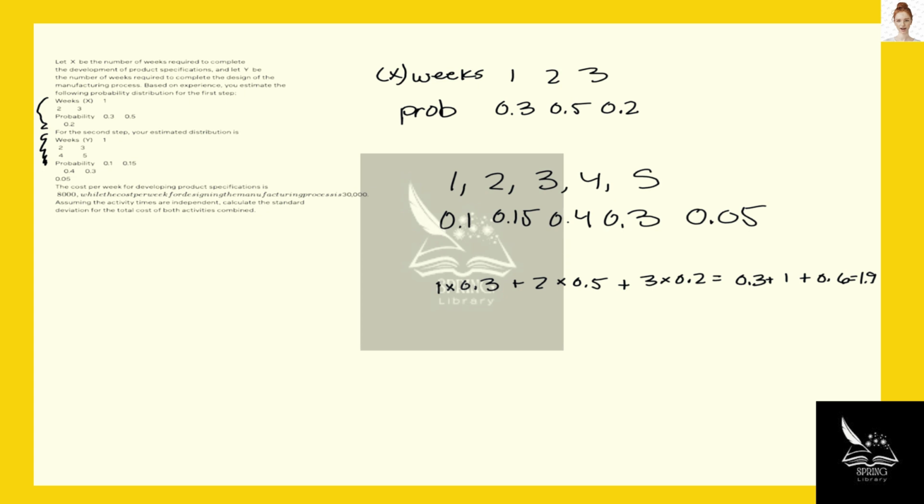Then you're going to take 1 squared times 0.3, which is 0.3, plus 2 squared times 0.5, so that will be plus 4, plus 3 squared times 0.2. So 9 times 0.2, that's 1.8. And then that's going to be 0.3 plus 4 plus 1.8. That's 6.1 minus 1.9.